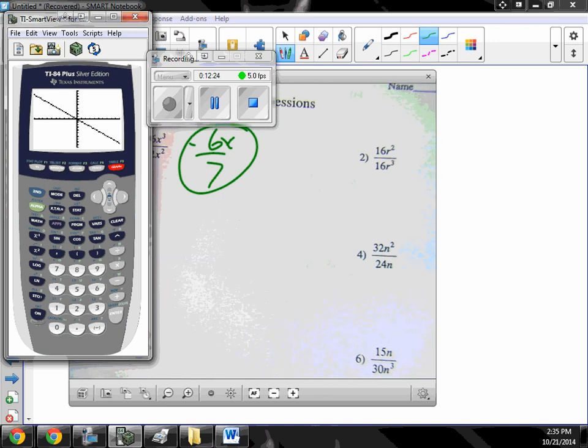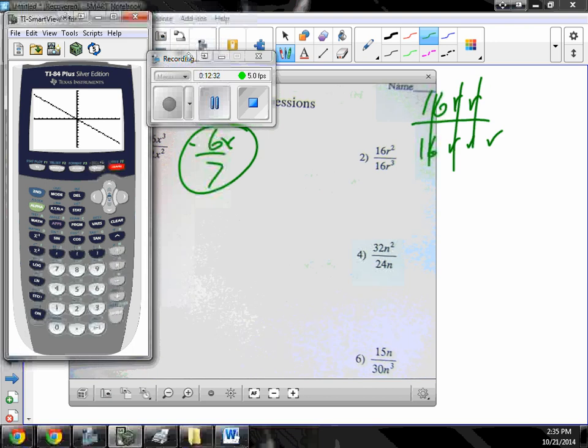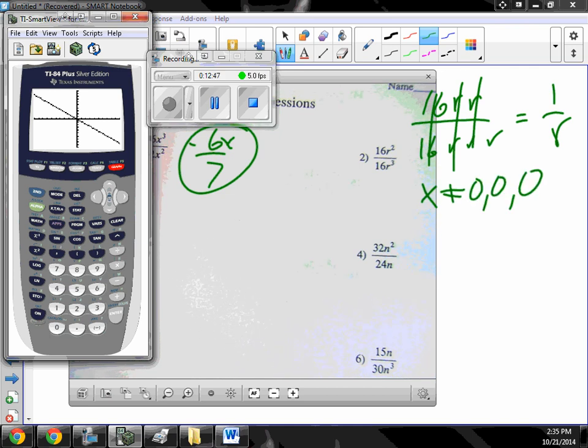So look at number 2. We had 16RR over 16RRR, and those cancel, so my graph looks like 1 over R. Did I have any R's cancel? Yes. So it's really like x cannot be 0 or 0 or 0. These first 2 zeros represent what on the graph? What structure, holes or asymptotes? They canceled, so they'd be holes. What does this remaining R represent? So can you have a hole and an asymptote at the same time?